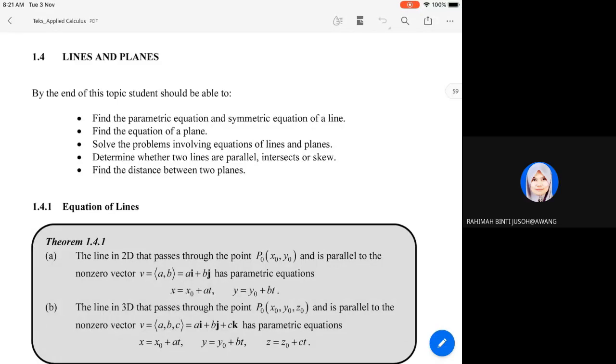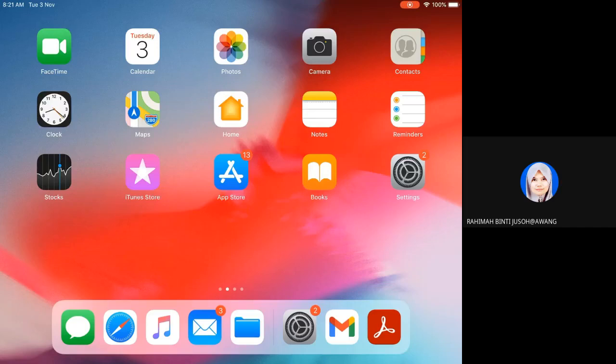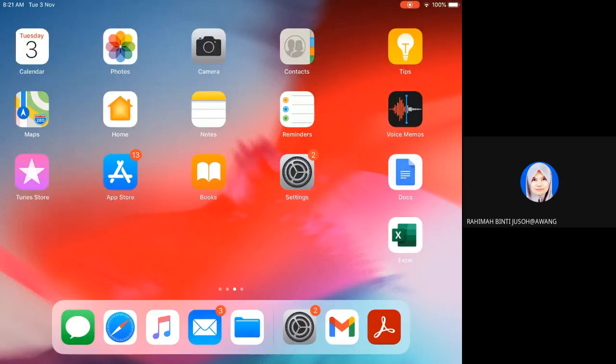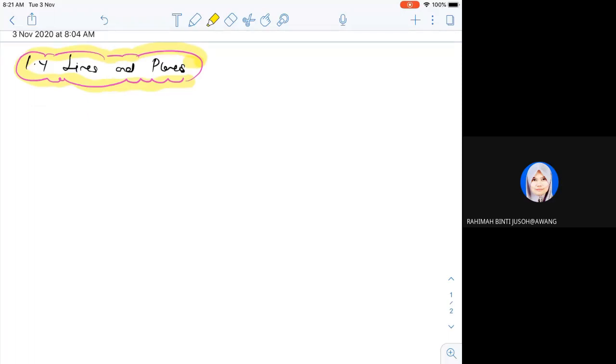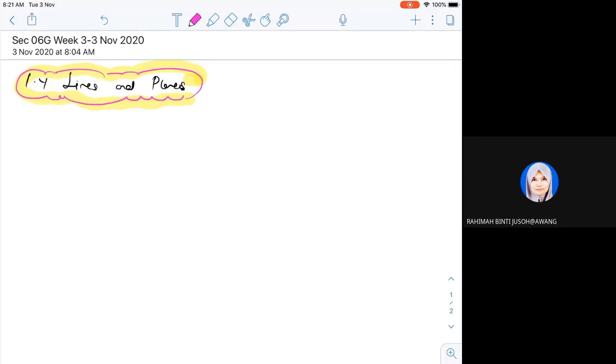and planes. Okay, some basic rules of lines and planes, and also how to form the equations for lines and planes. Okay, so let me start with giving you the mind map. Okay, what we can summarize from this topic. Okay, lines and planes.